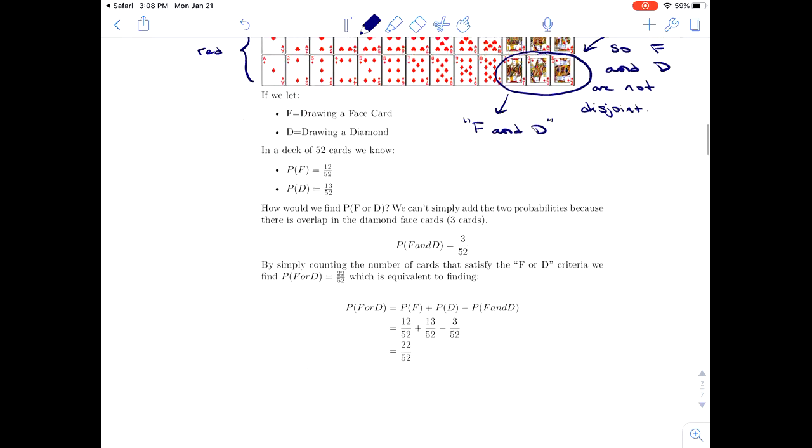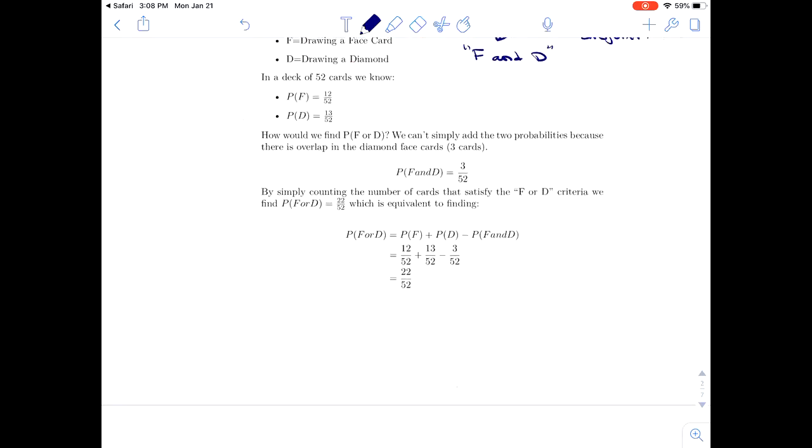So here, I have that here. By simply counting the number of cards that satisfy the F or D criteria, we find the probability of F or D is 22 over 52. So just by counting, we can figure out the probability. But if we just do 12 over 52 plus 13 over 52, we wouldn't get 22 over 52, right? We'd get 25 over 52.